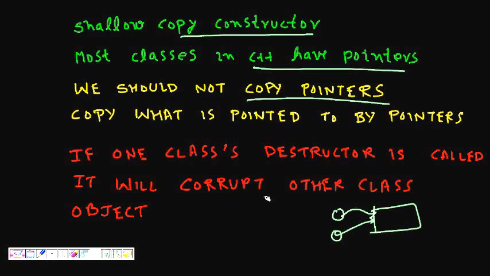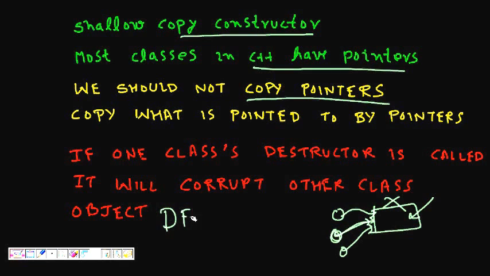Why? Because if one of the objects goes out of scope, or its destructor is called somehow, it will delete this pointer, so this memory location will become free, and now the other pointers which I have copied from there will be pointing to something out of scope. So this is now dangling. If one class's destructor is called, it will corrupt the other class's object, because it will not have a pointer pointing to something valid. So this is the problem.